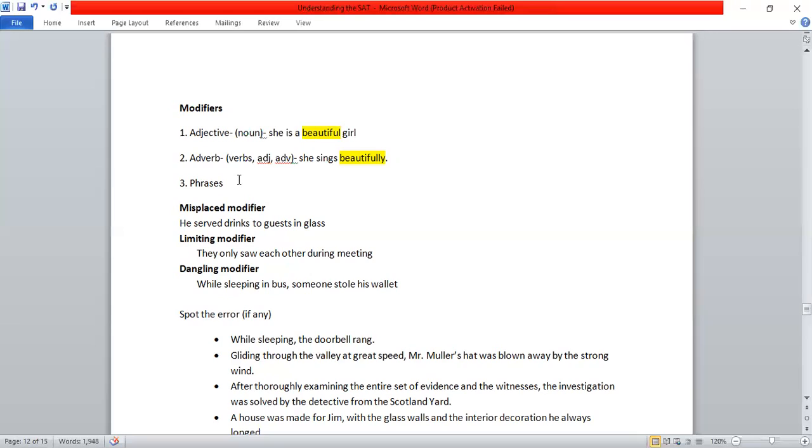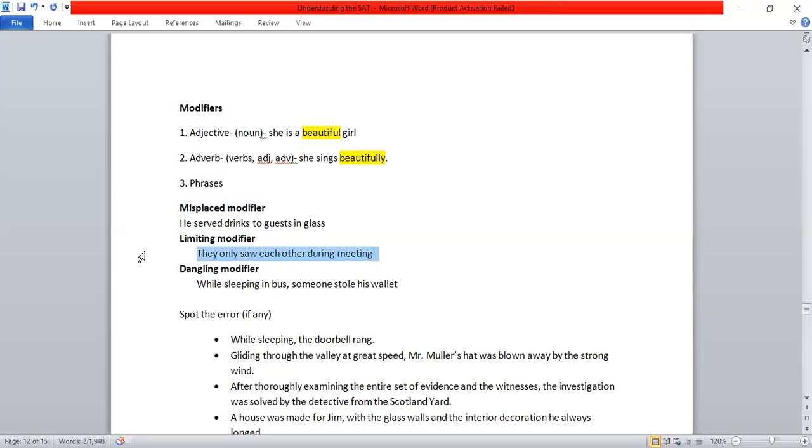Where is it placed? Is it in the beginning, somewhere in the middle of the sentence, or towards the end of the sentence? That phrase is actually your modifying phrase. If you haven't yet understood, don't worry, I'm going to explain it further to you. Let me first talk about what types of modifiers there are.